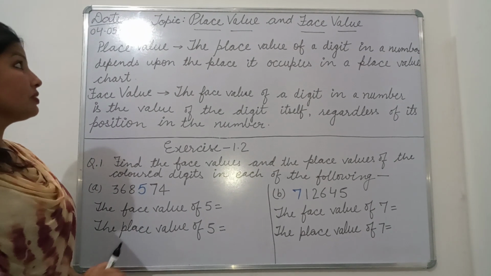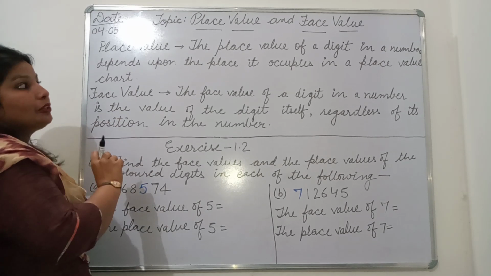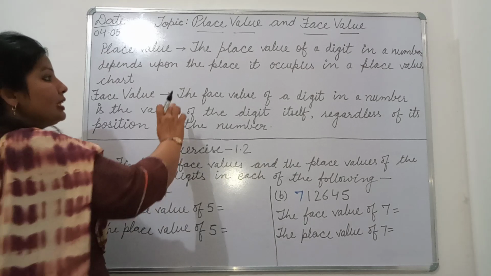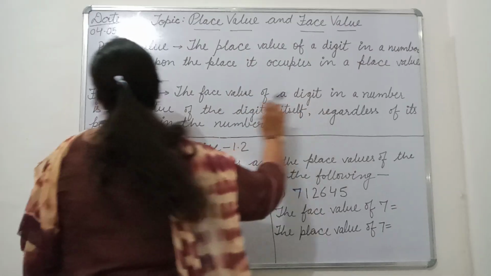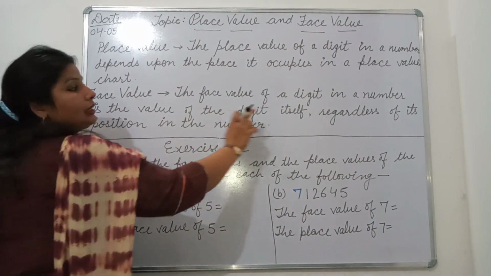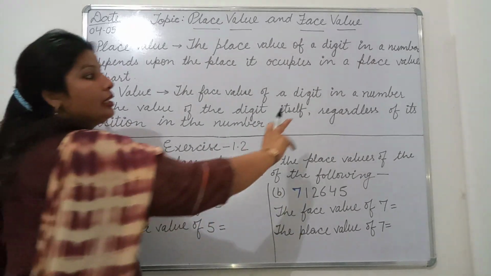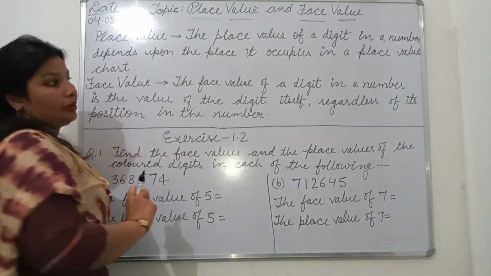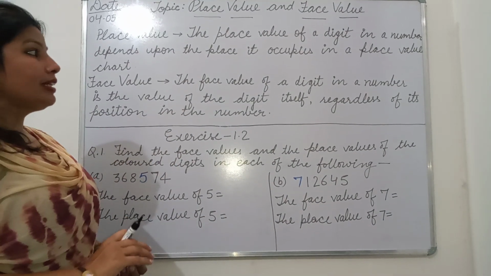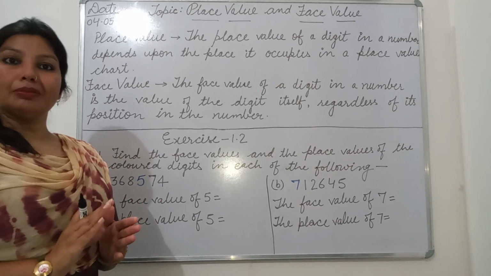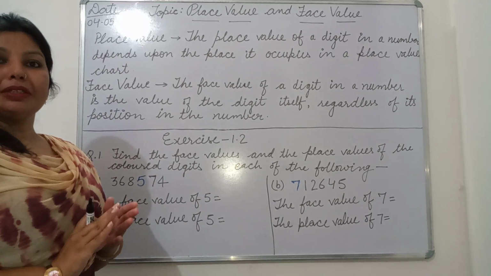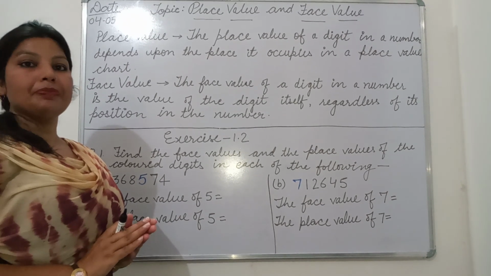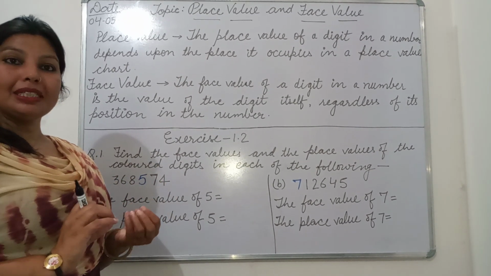Okay. Now face value. So what is face value? Face value, like our face. Means face value of a digit in a number is the value of the digit itself, regardless of its position in the number. Okay. Means whatever the position of the digit in the number, the face value will be the same, that never changes. Like our face never changes, that will remain the same.